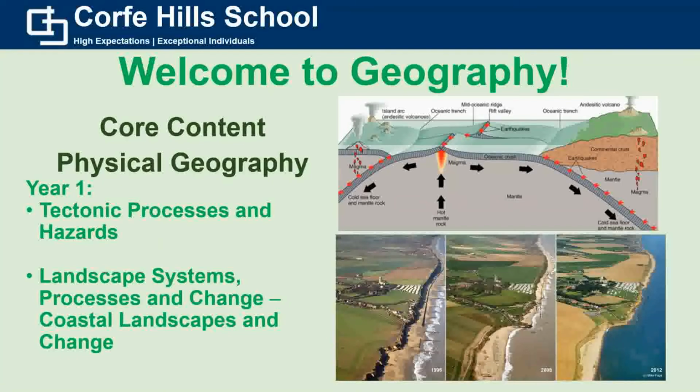The second topic, which has got an option to it, and we choose to do landscape system processes and change, and we look at coastal landscapes and change, purely for the fact that obviously we're on the Jurassic Coast, we've got lots of things that we can see, and we look at the landscape down by the coast, and we talk about lots of different things to do with that. As you can see from my slides, in my lifetime the coast has changed around the British Isles.